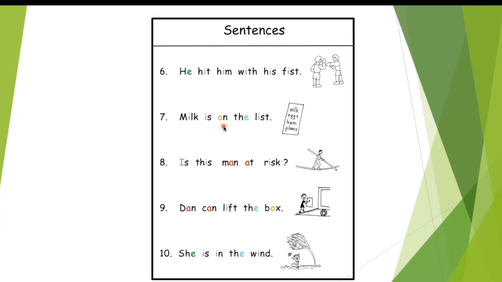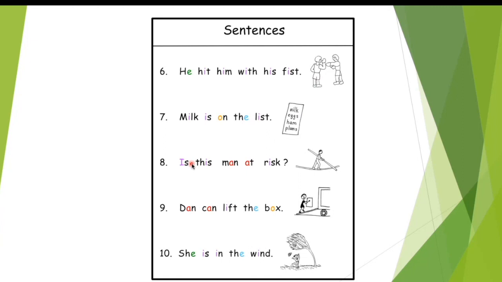Milk is on the list. Oh, what is on the list? Milk is on the list. What else is on the list? Eggs also is on the list. What else? Ham. Ham also is on the list, and plums. So these are the things that she or he wanted to buy in the grocery store. All right.